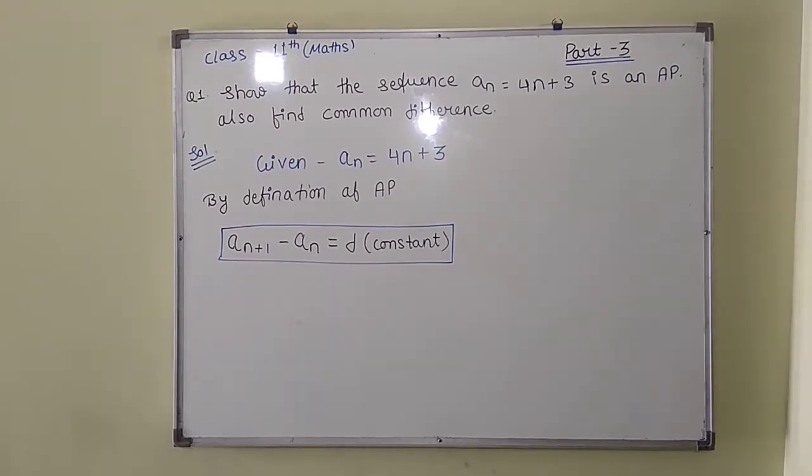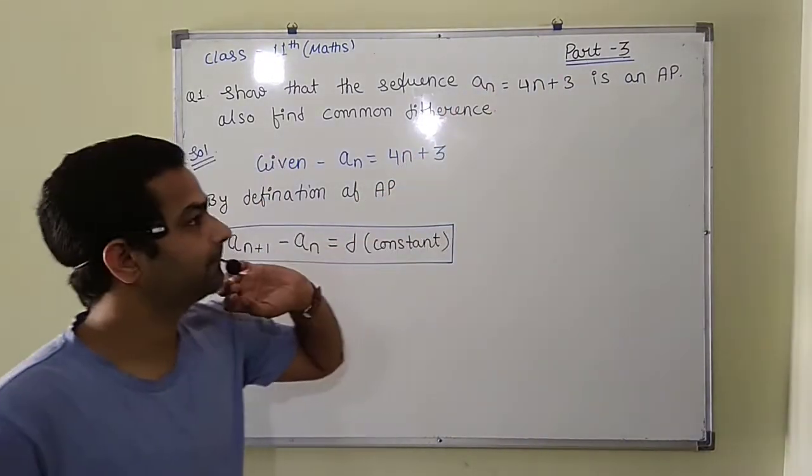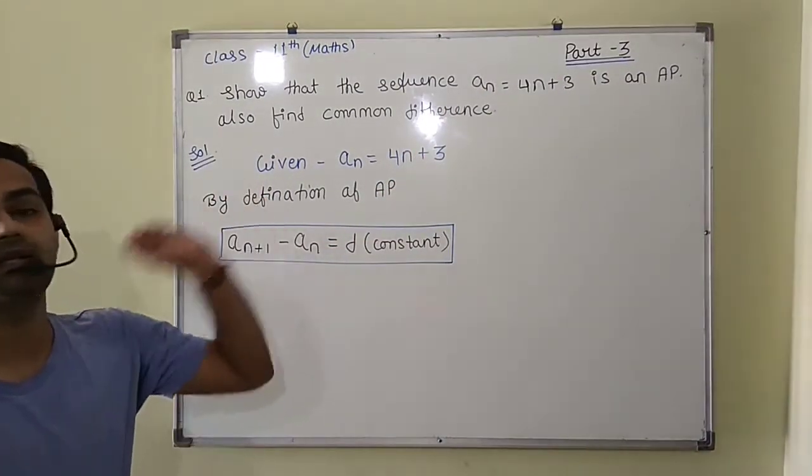Show that the sequence an is equal to 4n plus 3 is an AP. Also find the common difference. Okay, so in this question, हमको गिवन है कि an जो है अपना वो कितना दे रखा है 4n plus 3, and हमको यहाँ पर प्रूव करना है कि this is an AP.